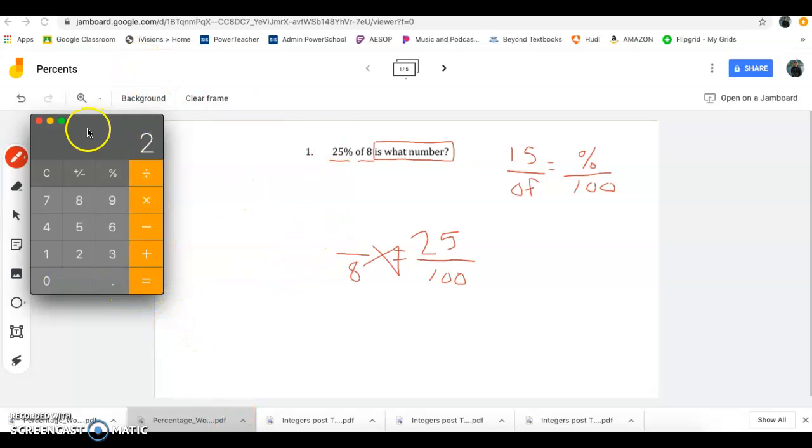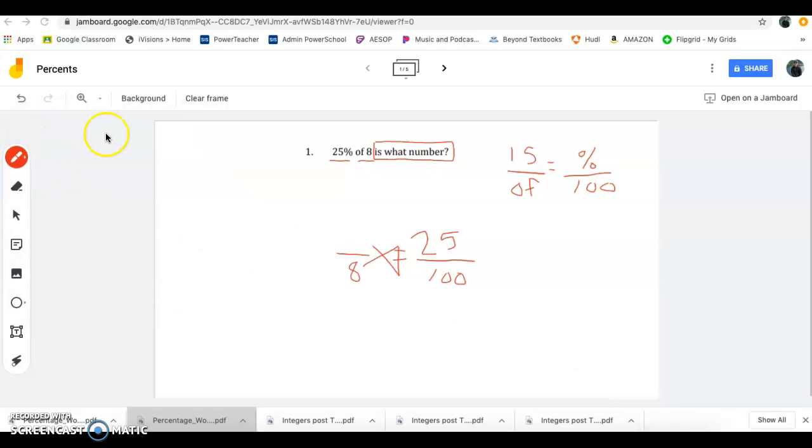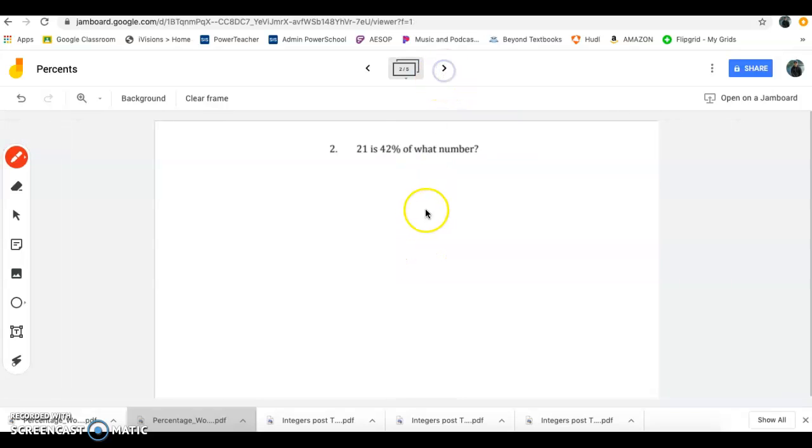So let's ask ourselves, does this make sense? Does 2 out of 8 sound like a 25%? Yes, because think about it. Half of 8 would be, I'm sorry, half of 8 would be 4 out of 8. That'd be 50%. 2 is half of 4, 25%. Boom, makes sense. Okay, let's move on to the next one.